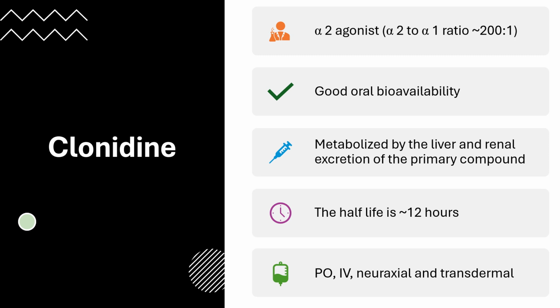Let's discuss clonidine. It is an alpha-2 agonist. The selectivity for alpha-2 receptors compared to alpha-1 receptors is approximately 200 to 1. It has a good oral bioavailability. It is metabolized predominantly by the liver and minimally excreted via the kidneys. The half-life is approximately 12 hours, and it can be administered via oral, IV, neuraxial, and transdermal routes.